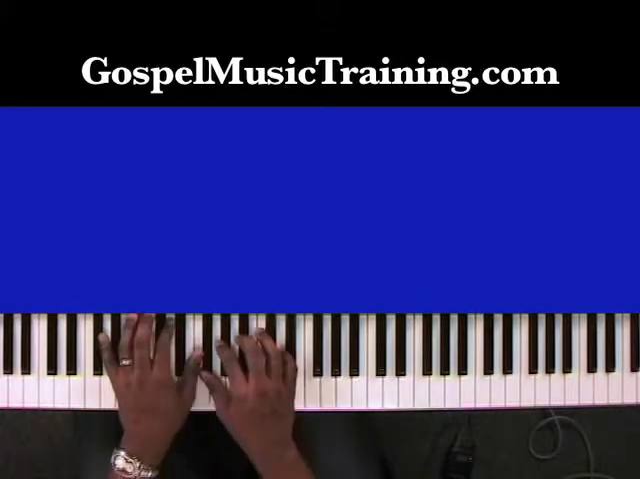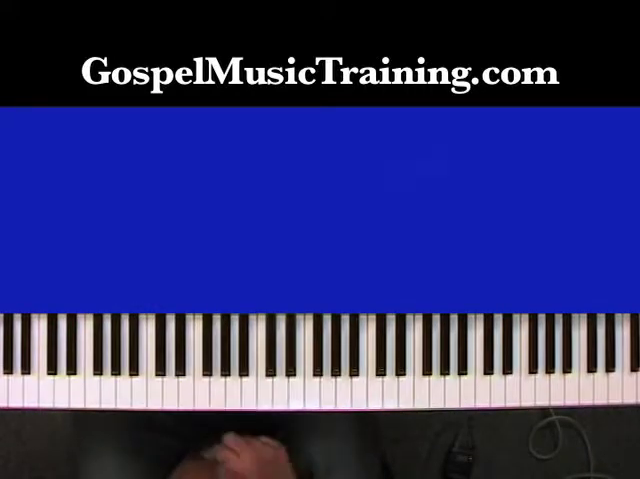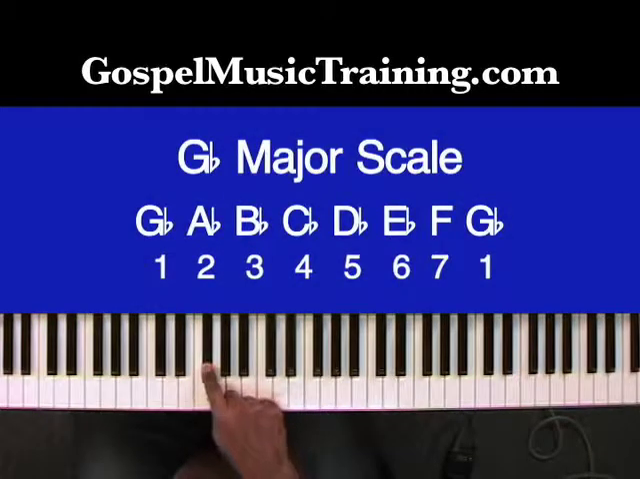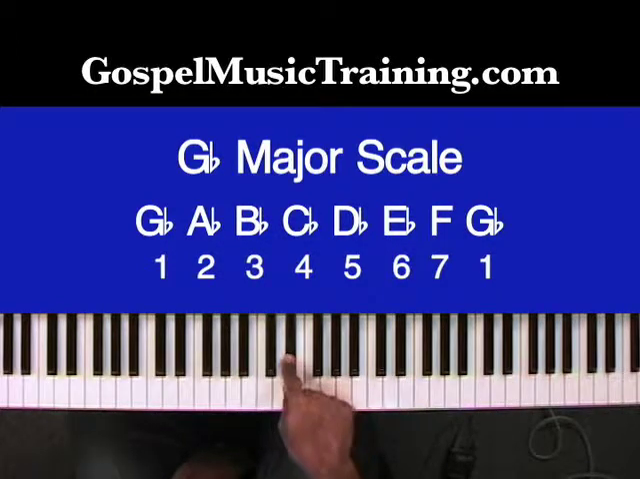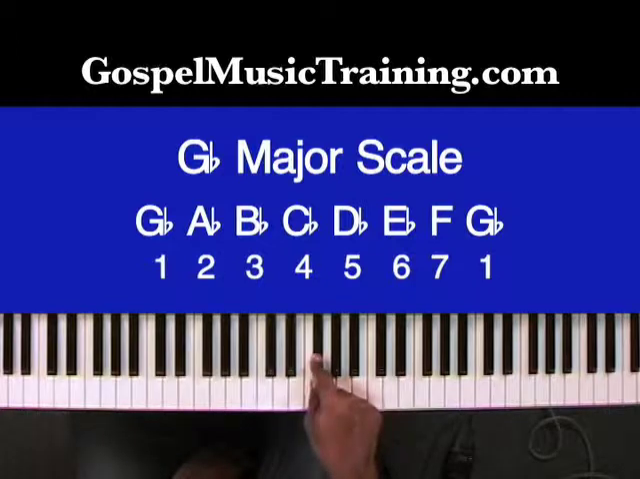Now let's go to the key of G flat. G flat is 1. A flat is 2. B flat is 3. Here's something. This is not B. This is C flat. Okay? And I'm going to explain that a little later. C flat is 4. D flat is 5. E flat is 6. F is 7. And G flat is 1.